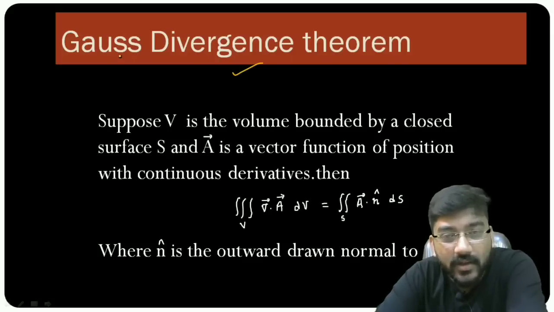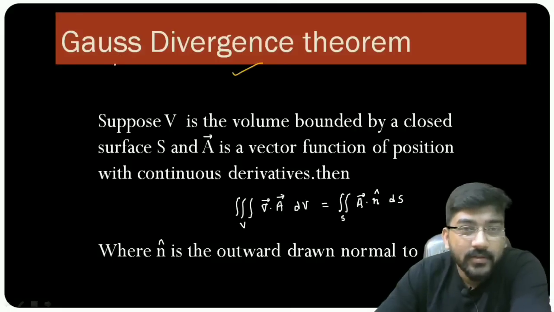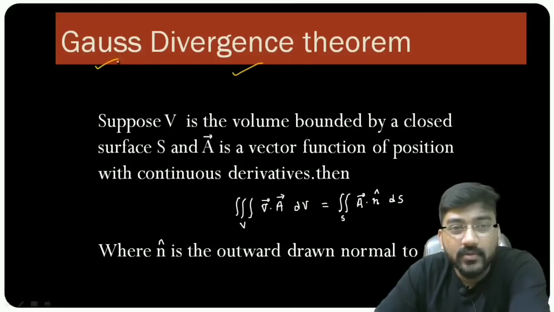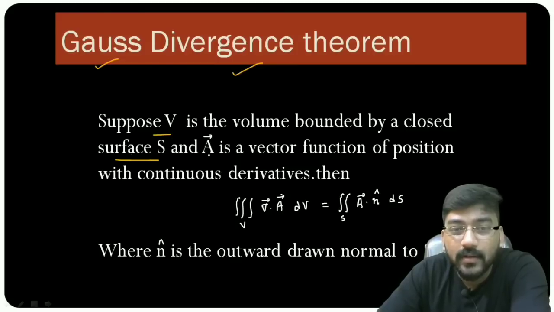So let me talk about this Gauss divergence theorem. What is the statement of this theorem? Let V be the volume bounded by a closed surface S. Whenever there is a volume, the volume will obviously be bounded by the surface S. And A is a vector function of position with continuous derivatives.